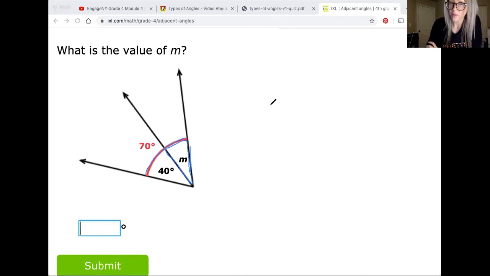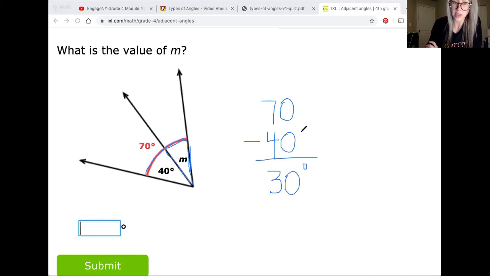And so you have to subtract. So you take your 70, which is your total, and you're going to subtract what you know. Subtract your known to find your unknown. So you do 70 minus 40. What's 70 minus 40? Easy. Easy money. 30 degrees, okay? And these are all degrees. Okay, so M should equal 30 degrees. It already has the degree sign there for you.